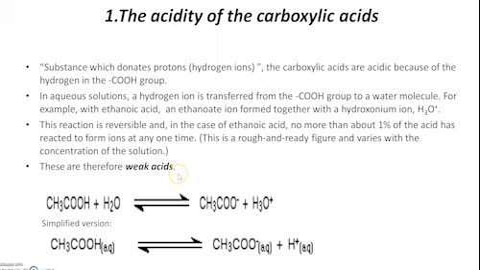What are weak acids? Weak acids are the acids that ionize partially in aqueous solution. All organic acids are weak acids. Other than organic, we have many weak acids, for example, hydrogen fluoride, etc.